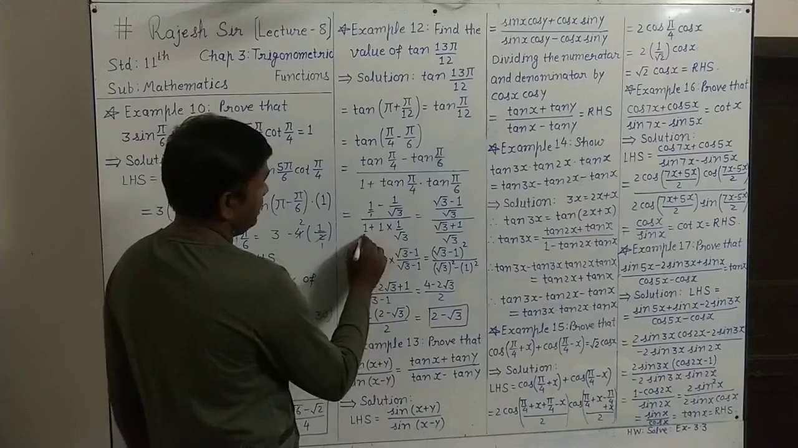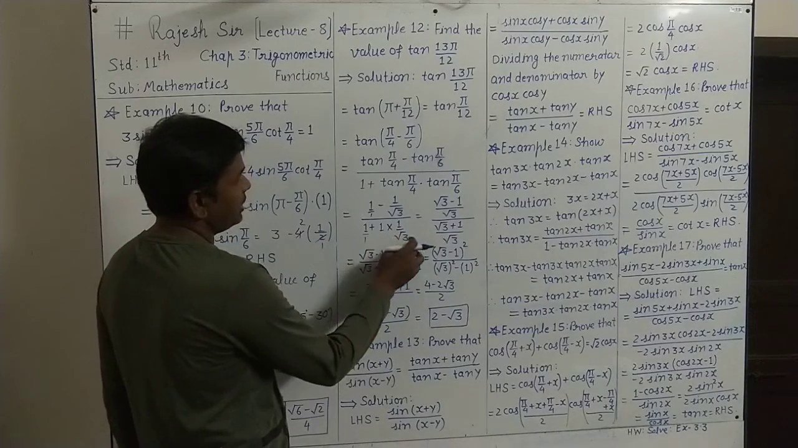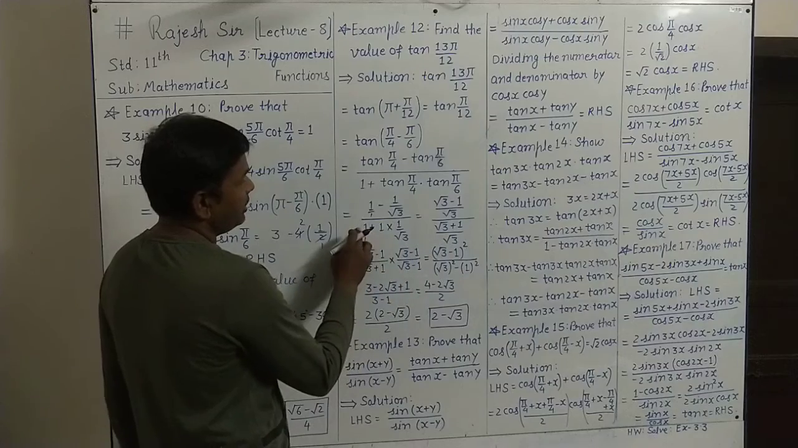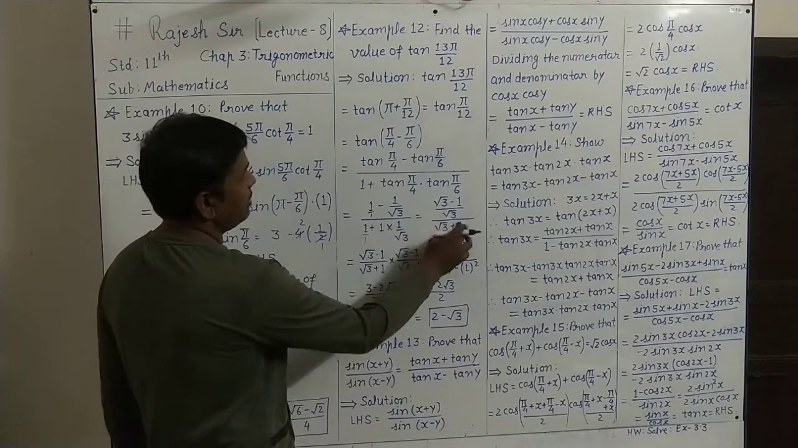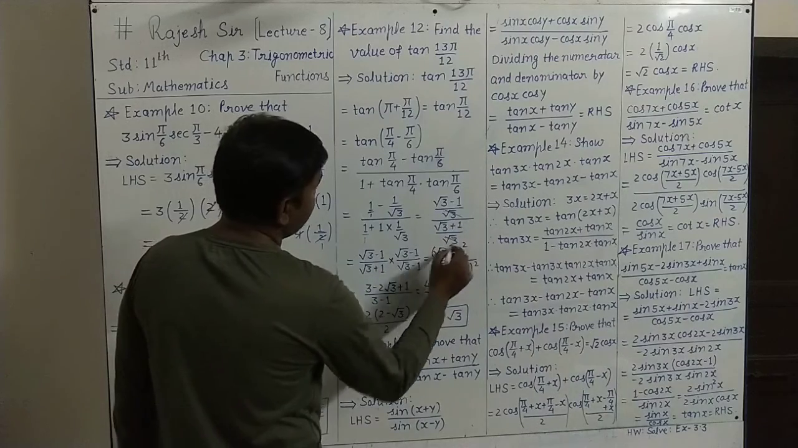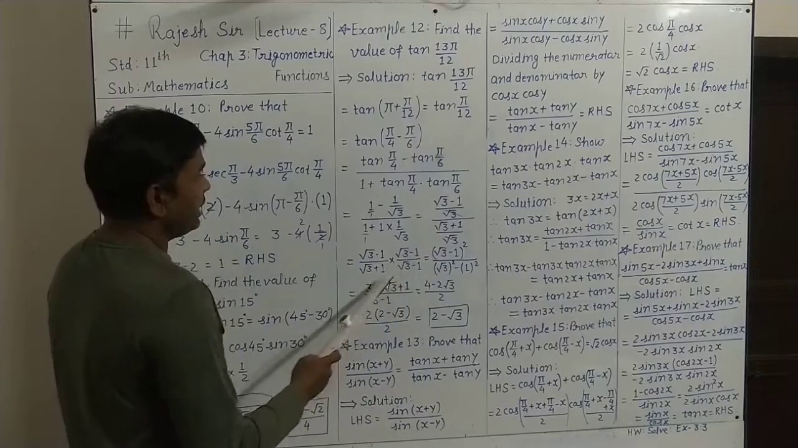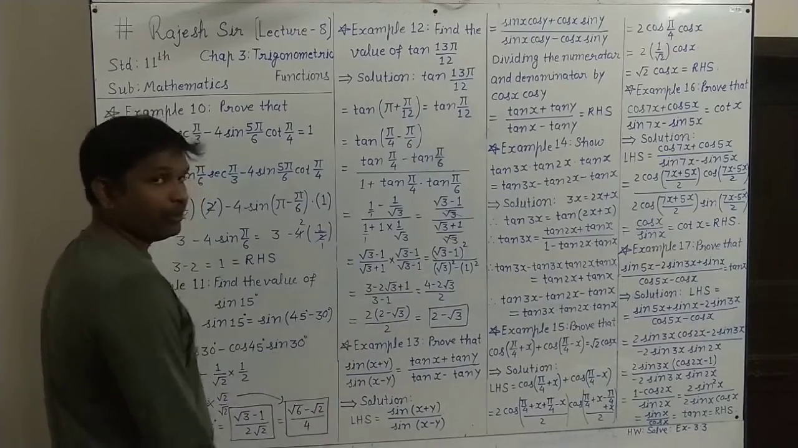And now here also 1. 1 ones are 1 into 1 upon root 3. Root 3 again the LCM. Root 3 into 1, root 3 plus 1 ones are 1. Now the root 3 in the second and fourth places will be cancelled here. So up there what we have? Root 3 minus 1, and down there we have root 3 plus 1.